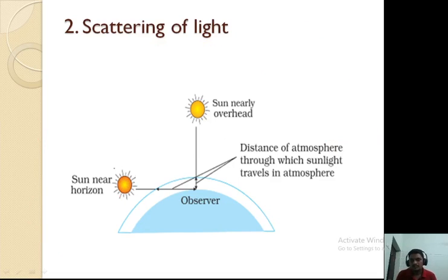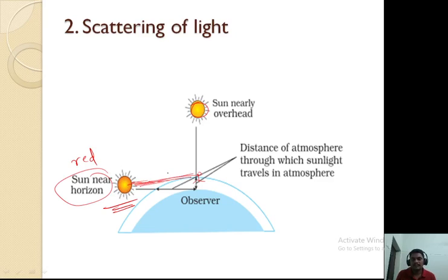This is the position of the sun. It appears red during sunset and sunrise. During sunset and sunrise, the sun is near the horizon, so the distance between the sun and the position of the observer is very long. During noon, the sun is nearly overhead the observer and the distance is small. And here the distance is large.